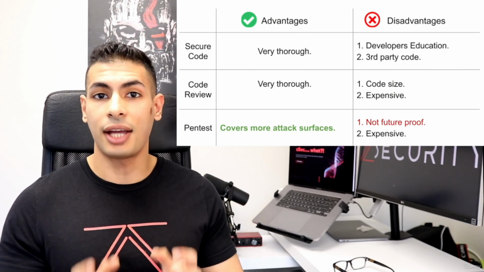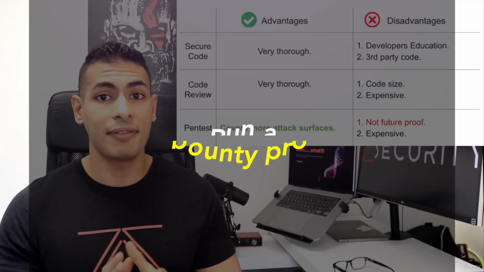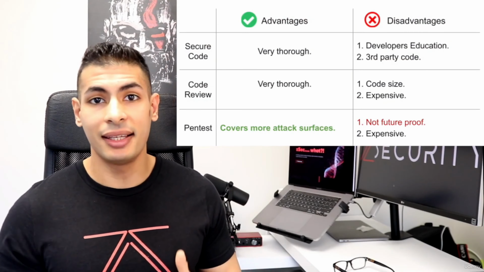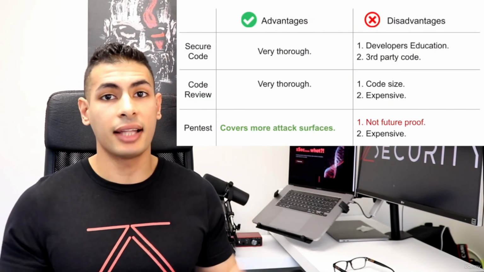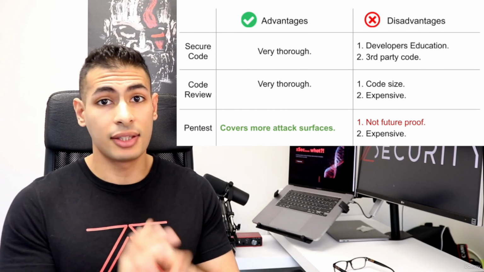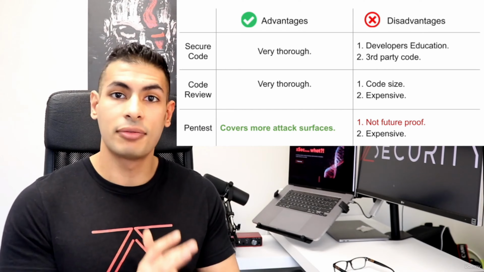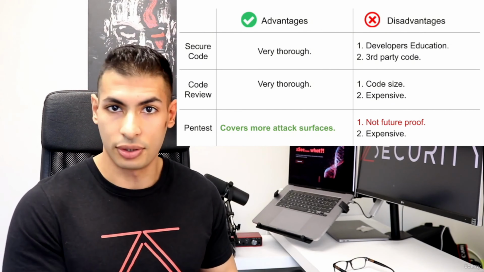The fourth approach, which can actually address this issue, is having a bug bounty program. A bug bounty program is basically an invitation to all ethical hackers around the world to test your application and submit their findings, and you would only pay for valid bugs or valid reports.